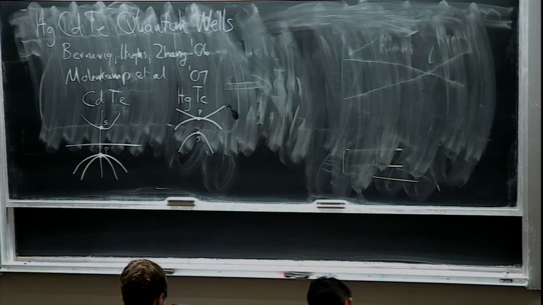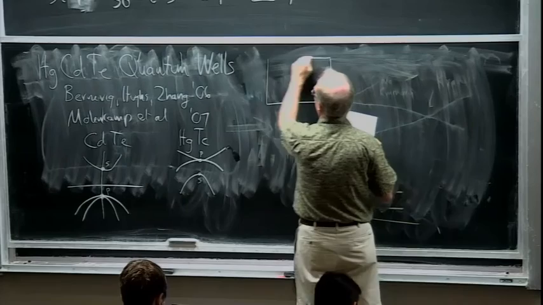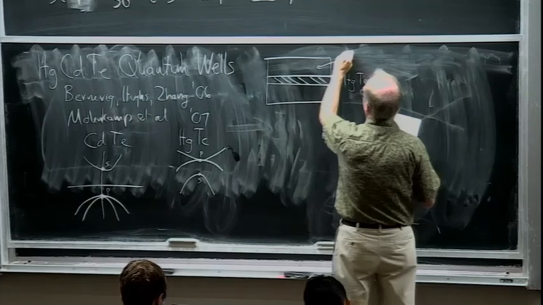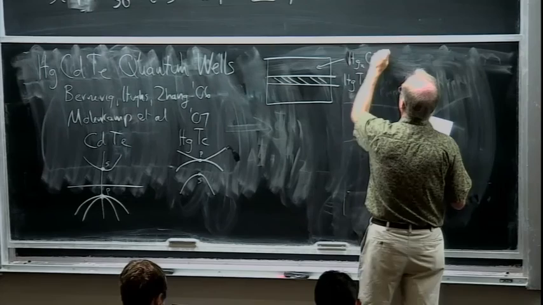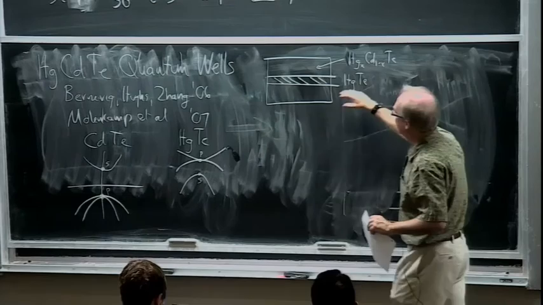Okay, and so in particular, if you have a quantum well structure in two dimensions, you make a little sandwich where you have mercury telluride in the middle, and then actually what they use is some alloy of mercury cadmium telluride. Basically this is behaving more like the conventional insulator, and this is the inverted one.